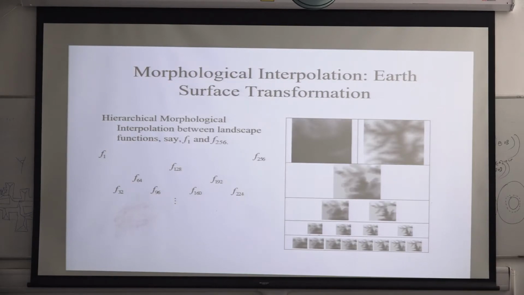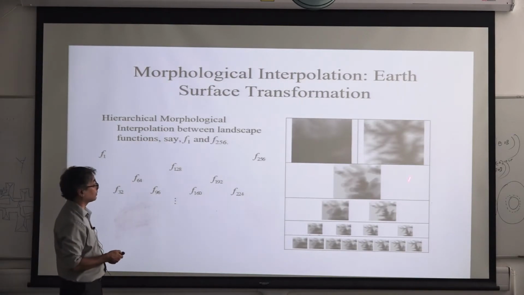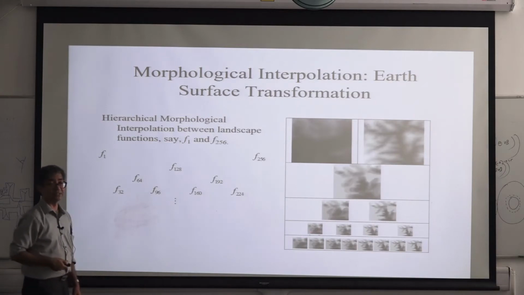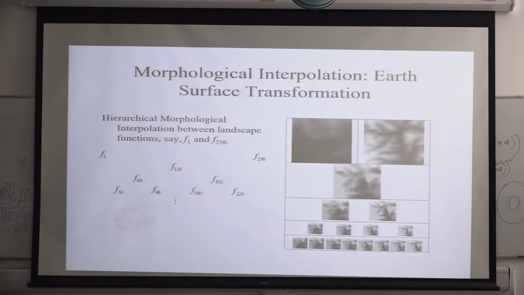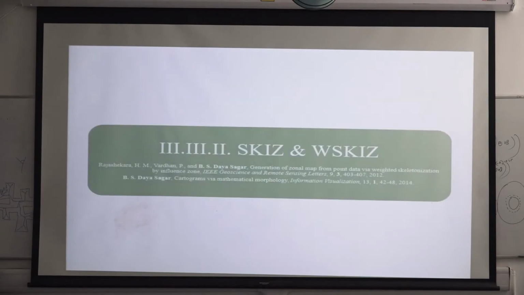And you can look at the source and target here. Between these two, we have created one median function. Between these two, another median function. Between these two, another median function. This is a hierarchical process, and you can hierarchically generate interpolated sequences until there is no further scope for you to insert one more.